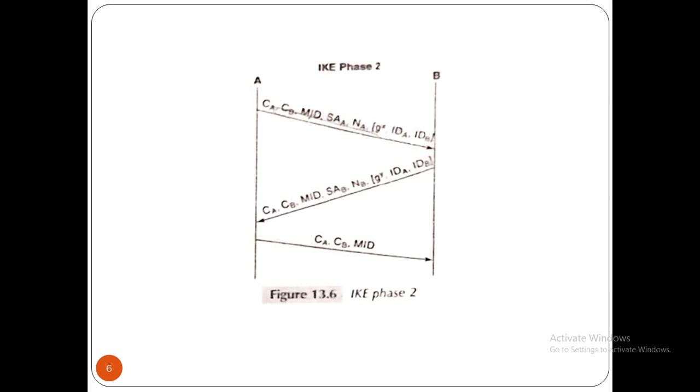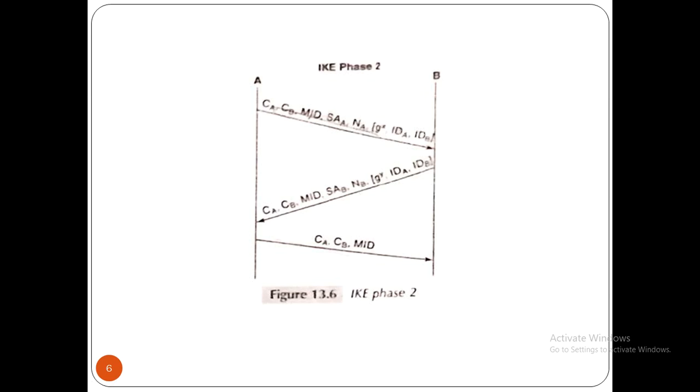Both sides send their proposals for a suite of cryptographic algorithms to be used in the IP security association. These are denoted as SA suffix A, SA suffix A, and SA suffix B in the next message. To guarantee freshness, both sides also generate and transmit the nonces NA and NB. So there we are using the two nonces NA and NB respectively by A and B. In addition to the agreement on a cryptographic suite, the purpose of this phase is to agree on the secrets to be used for authentication.